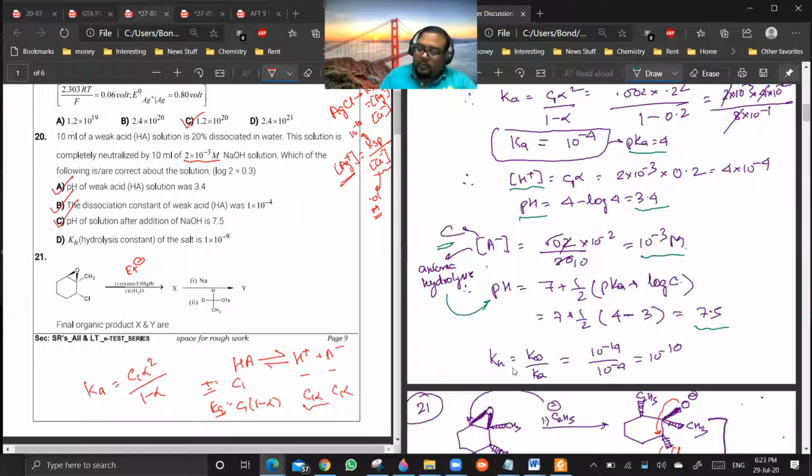And the KH will be Kw by K for anionic hydrolysis. For cationic, it will be Kw by Kb. For anionic plus cationic, it will be Kw by K into Kb. Are you getting my point? So you see, option D is not correct. All the other three are correct.